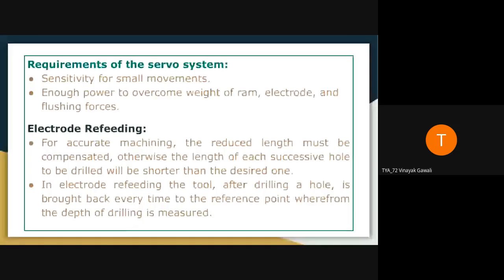But here also, however, a small error will get into your final component also.